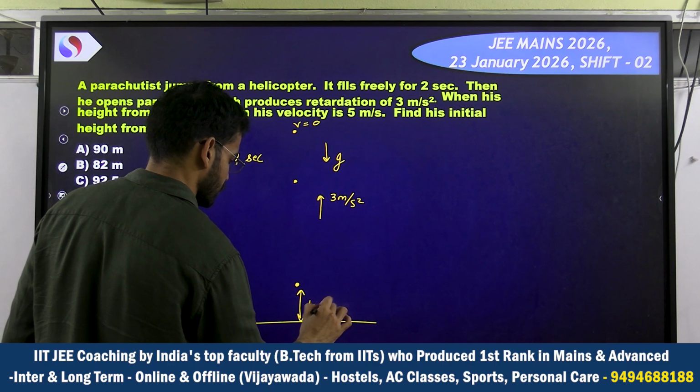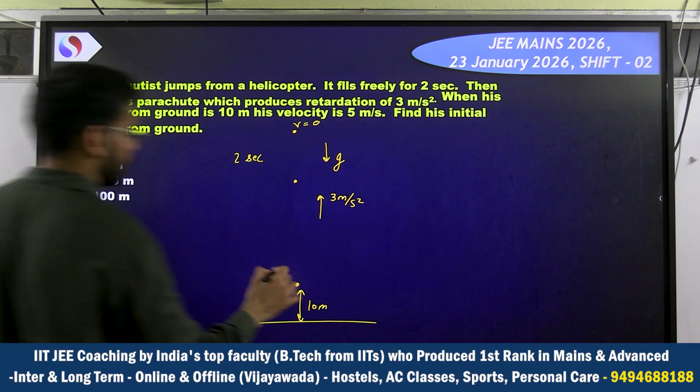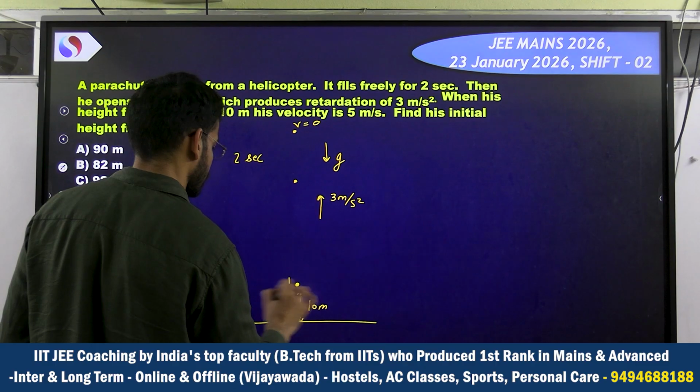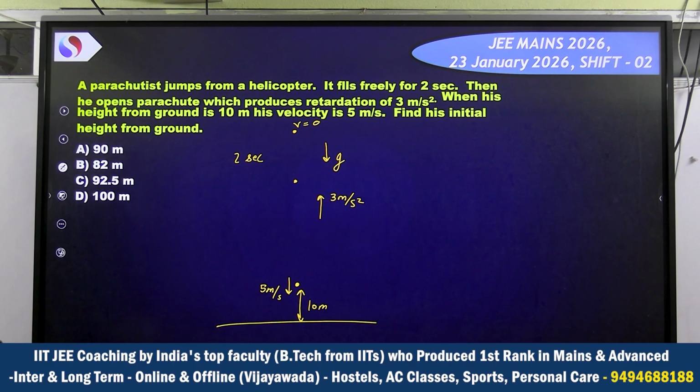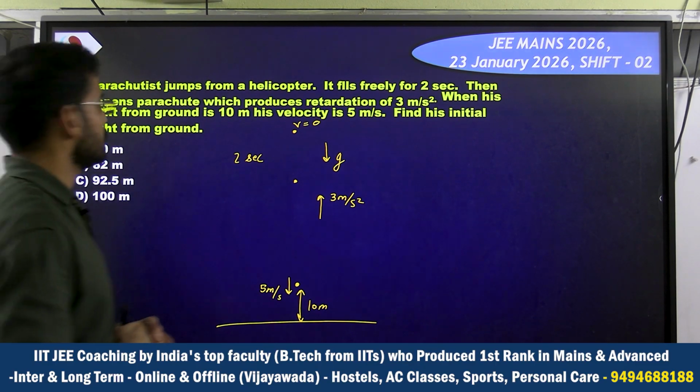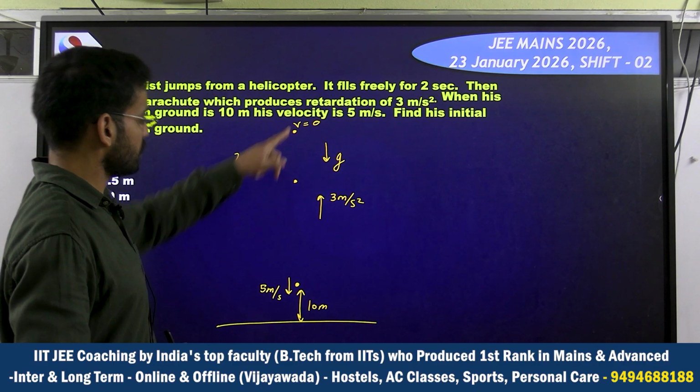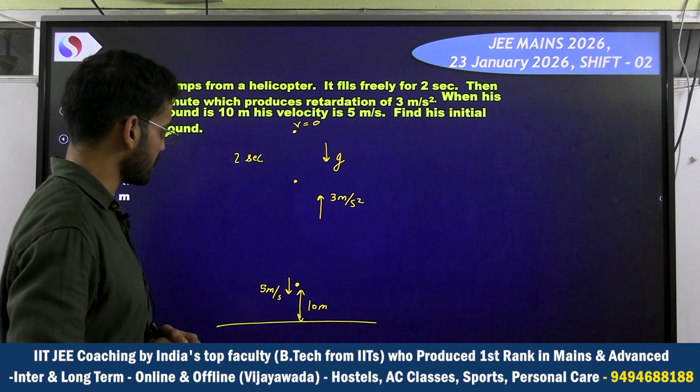10 meter above from the ground, right? At that point of time, he has a velocity of how much? 5 meter per second. These are the values given. So he is asking his initial height from the ground. From here to here, you have to calculate the height, okay?